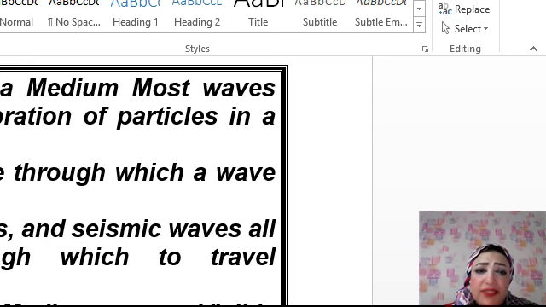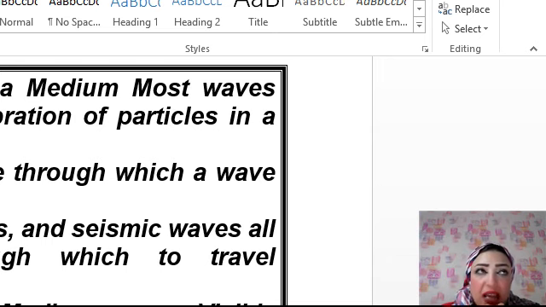Example: sound waves and water waves. Excellent. Okay, so if there is a type of wave that needs a medium to travel through, then of course there is a type of wave that doesn't need a medium to travel through, right? This type of wave is called electromagnetic waves. Electromagnetic waves. So what are electromagnetic waves?